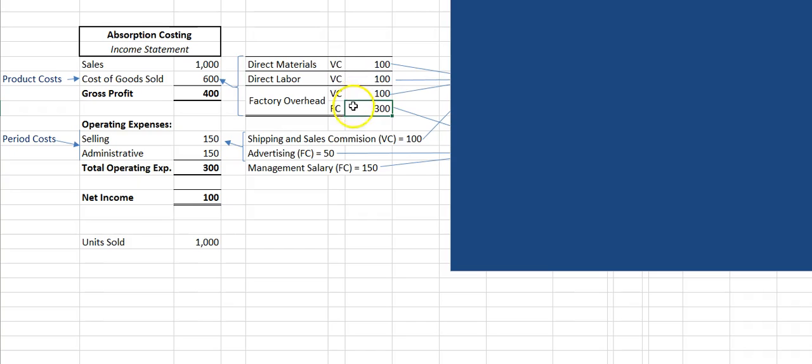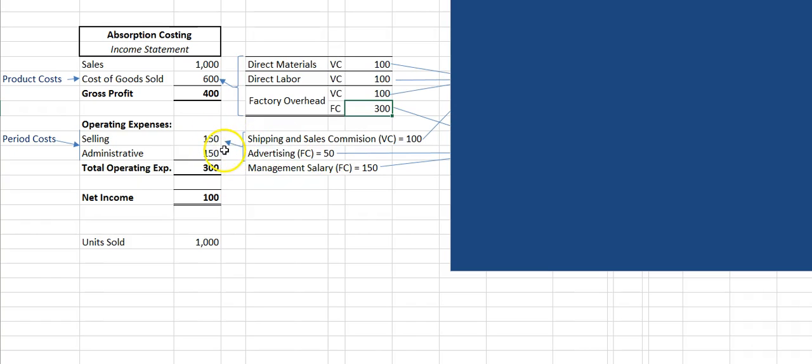Okay, you have to do the same thing for this category. This category, operating expenses, which are the period costs, includes selling, administrative, and it could also include research and development, which I don't have here. So you're going to identify which ones are variable and which ones are fixed. In my example here, I said the selling has a variable cost of 100, which consists of shipping and sales commission. Okay, and it has $50 of advertising.